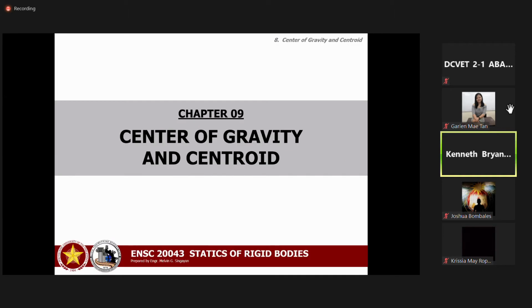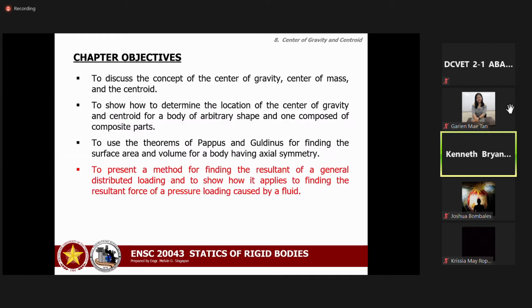Chapter 9 is center of gravity and centroid. For the chapter objectives: to discuss the concept of the center of gravity, center of mass, and the centroid; to show how to determine the location of the center of gravity and centroid for a body of arbitrary shape and composite parts; and to use the theorems of Pappus and Guldinus for finding the surface area and volume of a body having axial symmetry. The last objective will not be discussed here; it will be taught when you take fluid mechanics. So for now, we'll focus on these three chapter objectives.